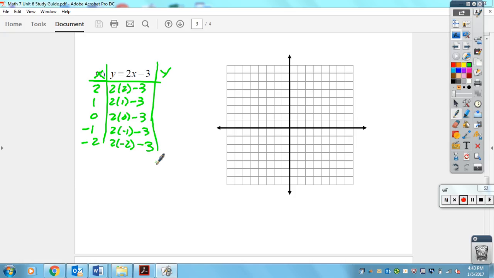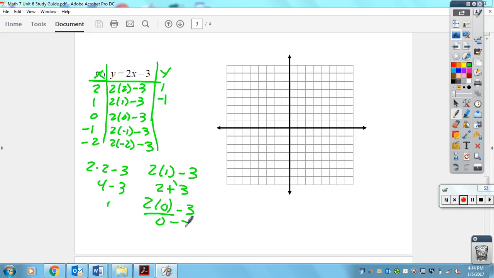Let's do this work real quick. 2 times 2 minus 3 is 4 minus 3, or 1. 2 times 1 minus 3 is 2 minus 3. Keep, change. It's negative 1. 2 times 0 minus 3 is 0 minus 3. Keep, change. It's negative 3. Should be noticing a pattern.